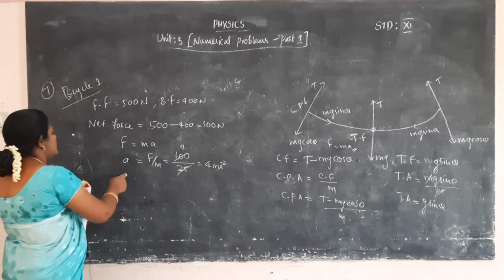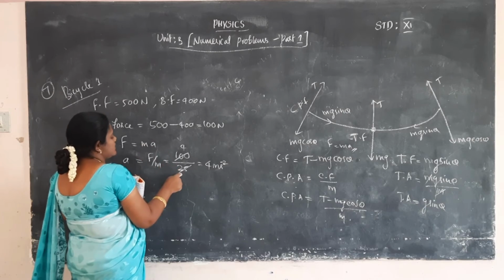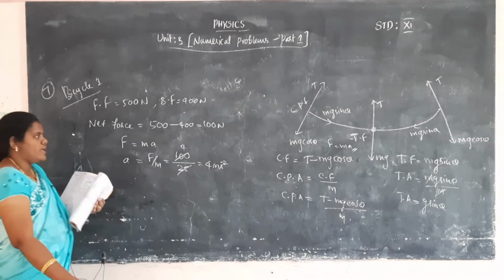Acceleration is equal to force by m. So force is 100 and mass is 25. So the acceleration is 4 meter per second squared.